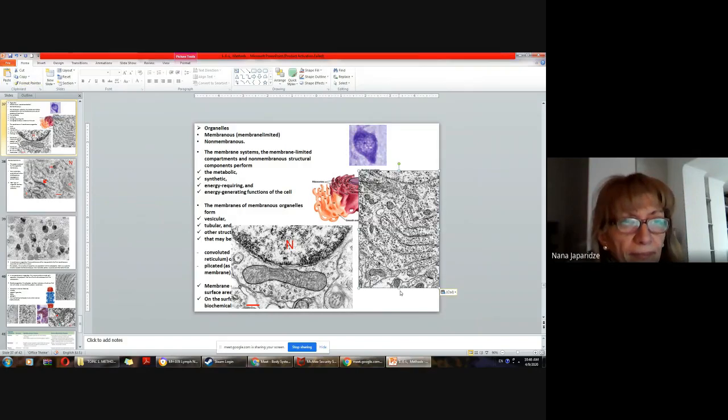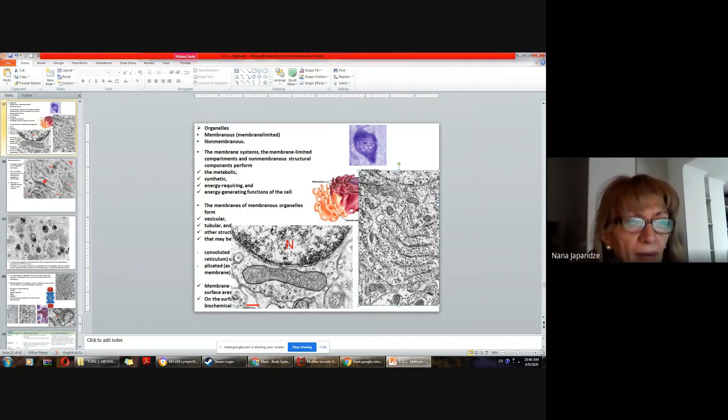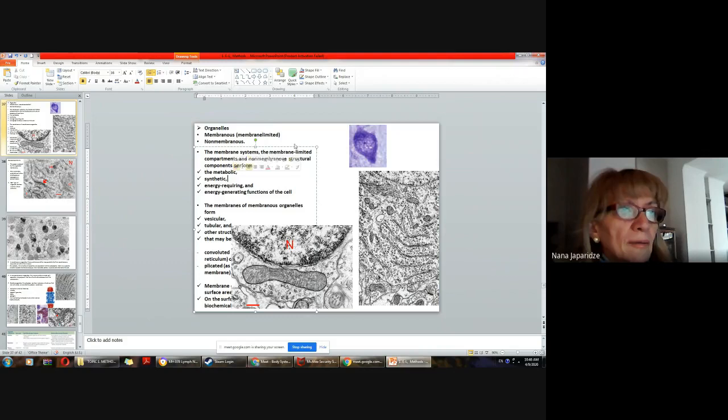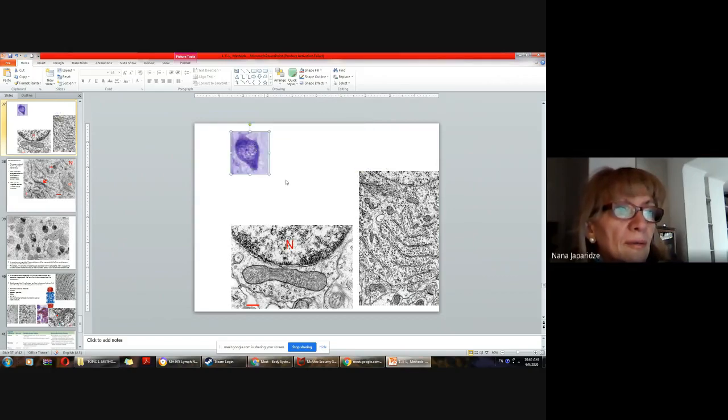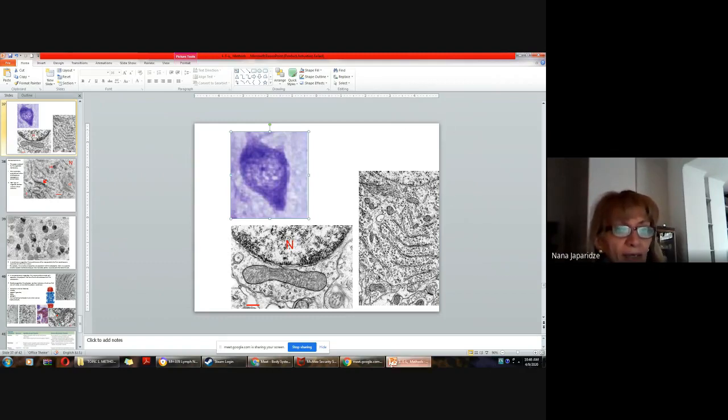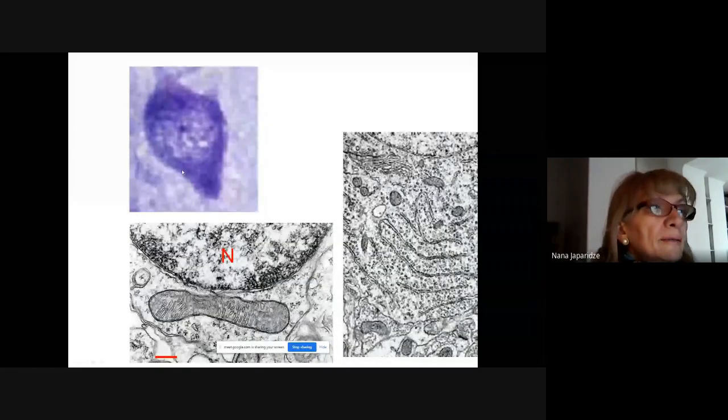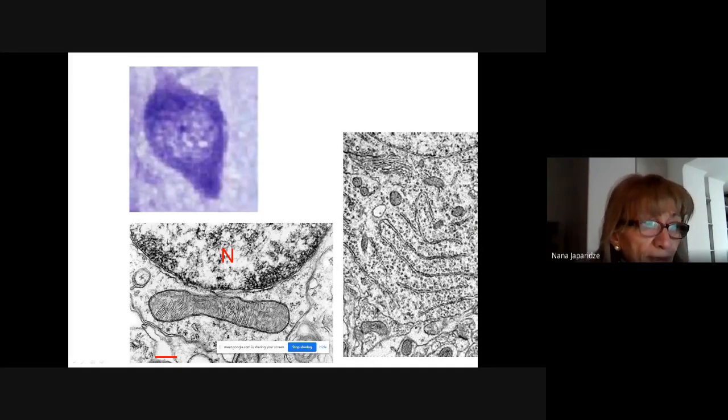Look. So we have here profiles of a nerve cell, a neuron. And you see here the nucleus, and a small part of the nucleus is represented here in the TEM image. And you see the cytoplasm. The whole cell body is clearly visible here.